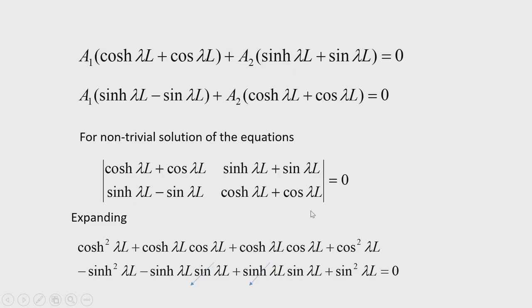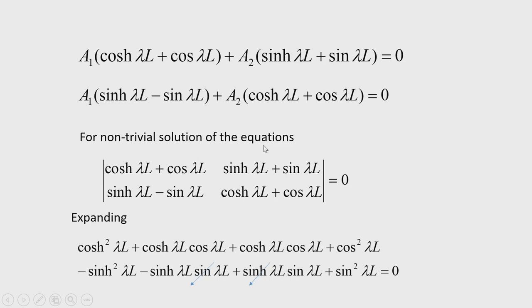to 0. So accordingly, we get for non-trivial solution the determinant: cos hyperbolic lambda l plus cos lambda l. This is the element of the first row and first column. This is the element of the first row, second column. So that is sin hyperbolic lambda l plus sin lambda l. Then from that second equation, we are getting sin hyperbolic lambda l minus sin lambda l plus this equation cos hyperbolic lambda l plus cos lambda l.